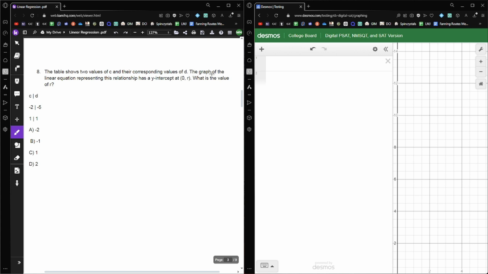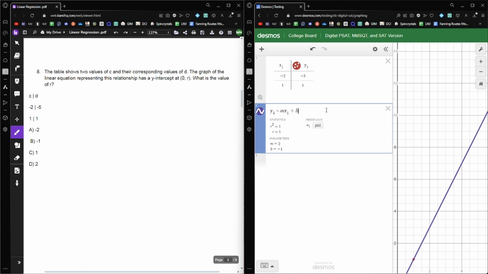Okay, anyways, the graph of the linear equation representing this relationship has a y-intercept at 0, r. What is the value of r? Just like the rest, let's put this into a table real quick. And regression. Then we're trying to find the r. But if you remember, whenever the x is 0, that's really just finding the y-intercept. And we know right here that our y-intercept is negative 1. So our answer is negative 1.